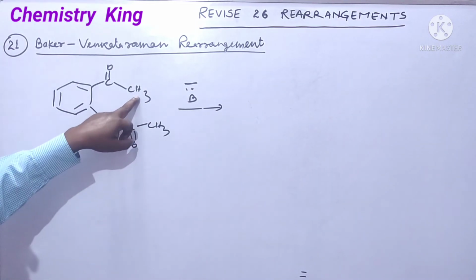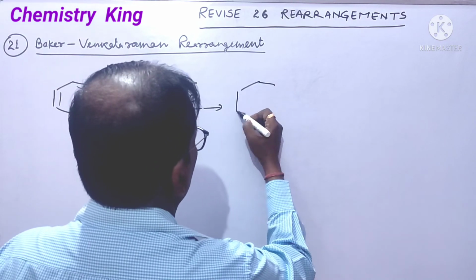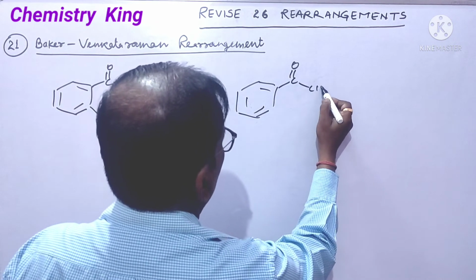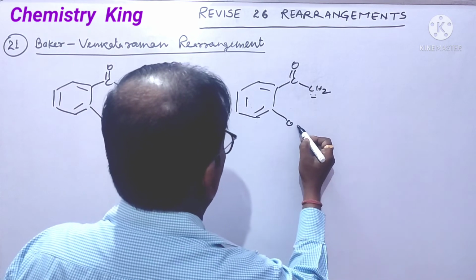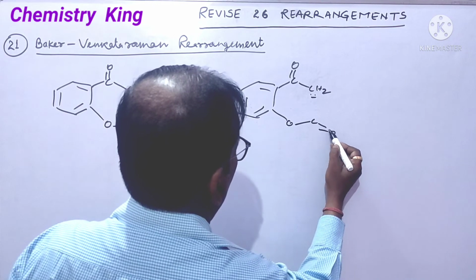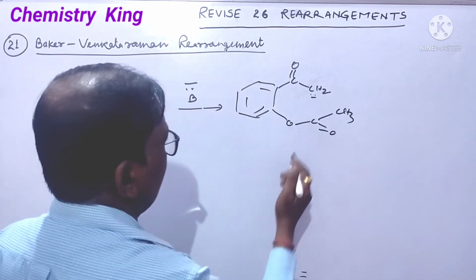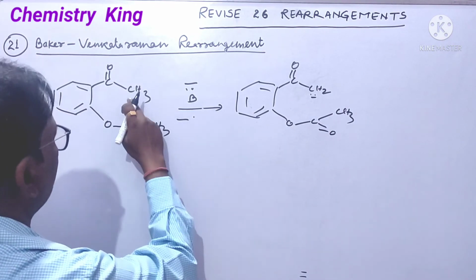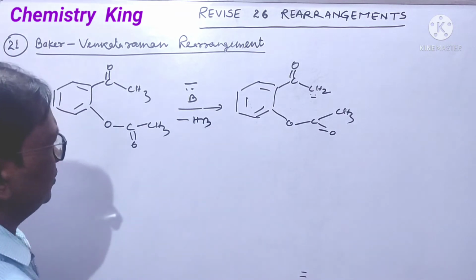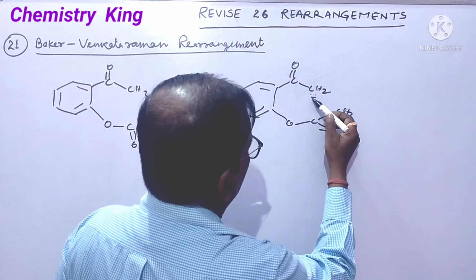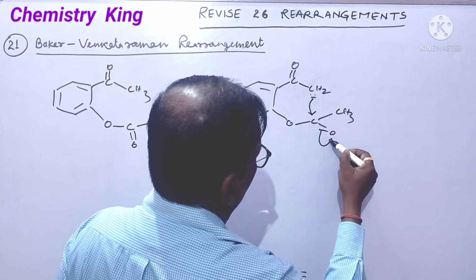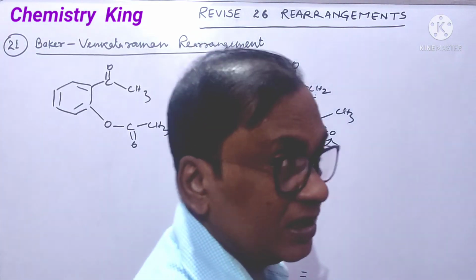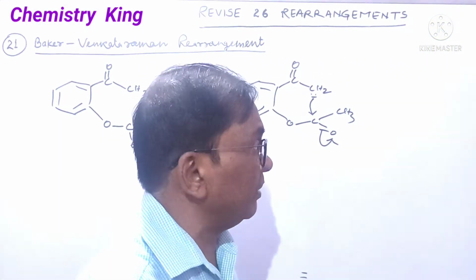This base will first abstract this hydrogen, leading to this, C double bond O CH2 minus. O C double bond O CH3. H plus is extracted from here, Hb is released. Now this carbanion will attack here in this fashion. It is actually an intramolecular Claisen condensation. By Claisen condensation you get ethyl acetate, remember.